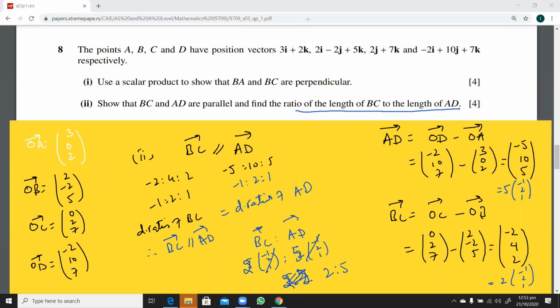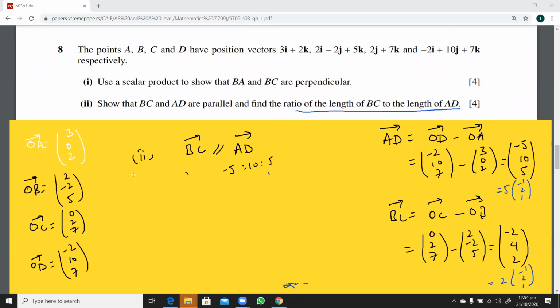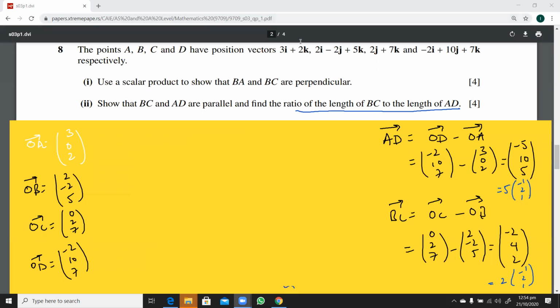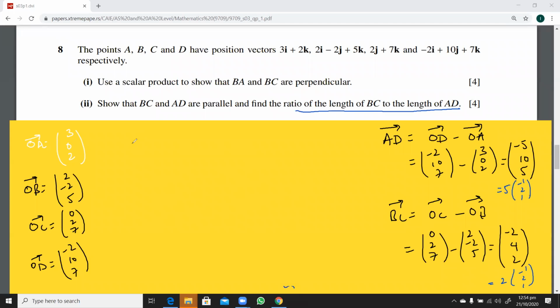Okay, in this there is one more way of doing it. Some of you might go for the distances. Suppose you want to find this ratio, you find the distance through the magnitude. You find the magnitude of BC. The magnitude of BC is going to be the square root of 4 plus 16 plus 4, that is root 24. The magnitude of AD is going to be the square root of 25 plus 100 plus 25. That is square root of 150.